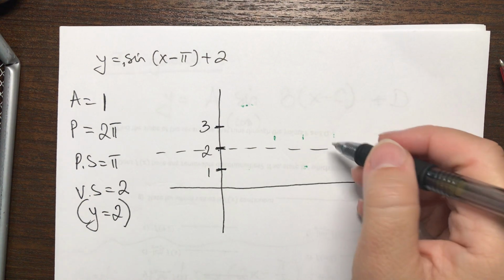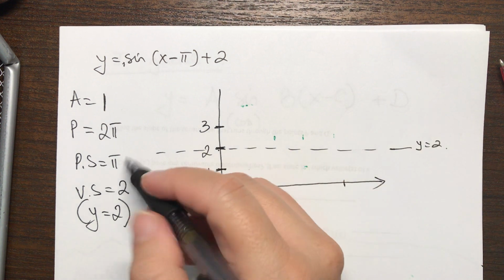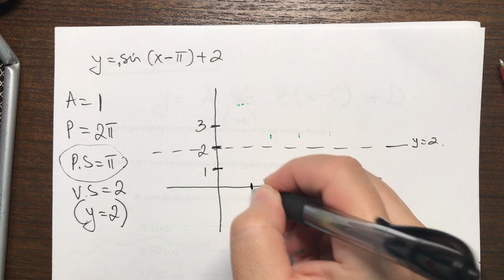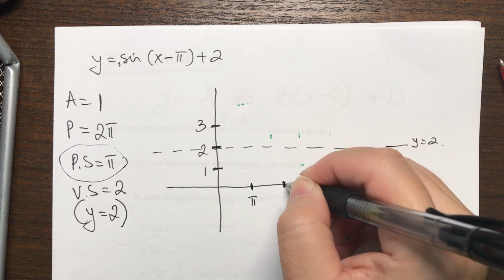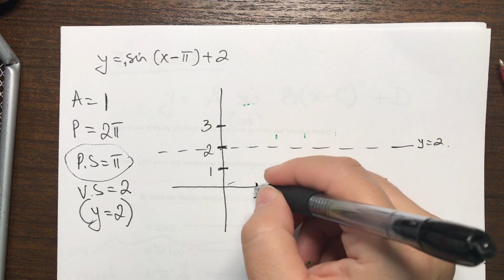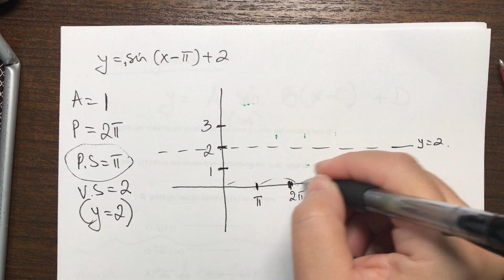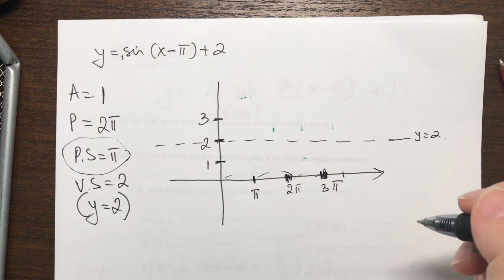Okay. The period is still 2 pi, but we have a phase shift of pi. So what are we doing? We're taking this graph pi units to the right. But then we're still keeping it, 1 pi, 2 pi, 3 pi. I'll show you a different way.